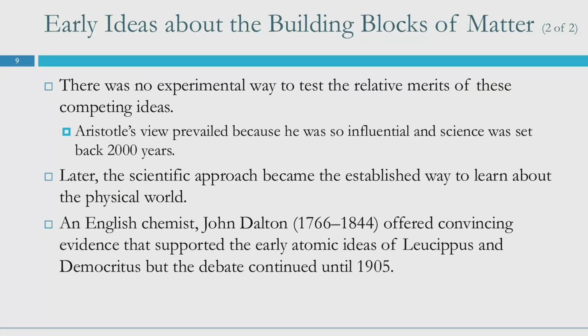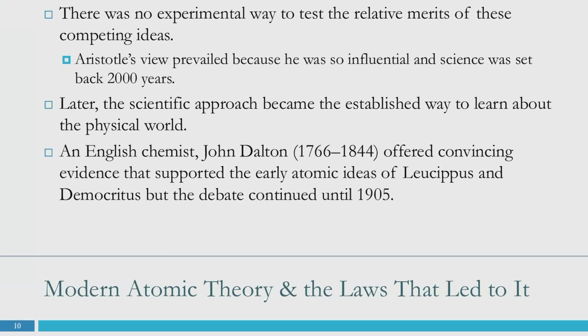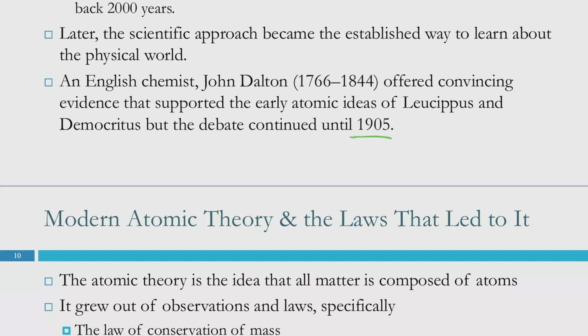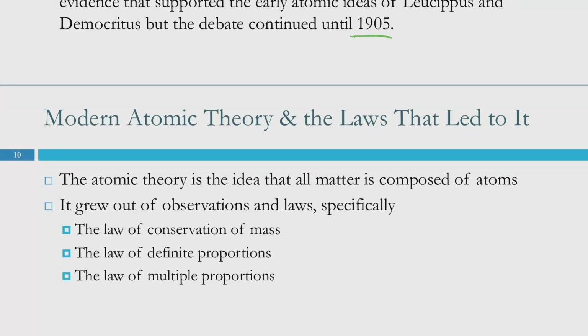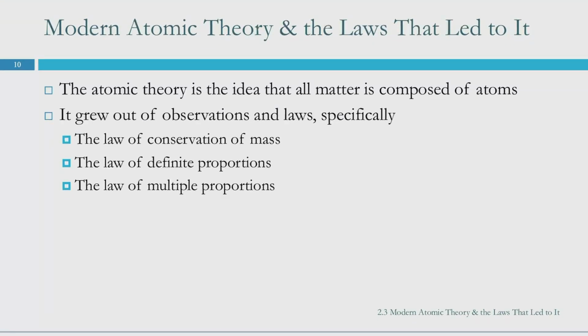But they didn't have any way of testing those ideas until thousands of years later. An English chemist, John Dalton, offered some good evidence that supported the early atomic ideas of Leucippus and Democritus. But debate continued until 1905. So we haven't been real sure about the idea of atoms for very long in the relative scale of things. Atomic theory is the idea that all matter, everything that has mass and takes up space, is composed of atoms. It grew out of observations and laws that we're going to talk about.